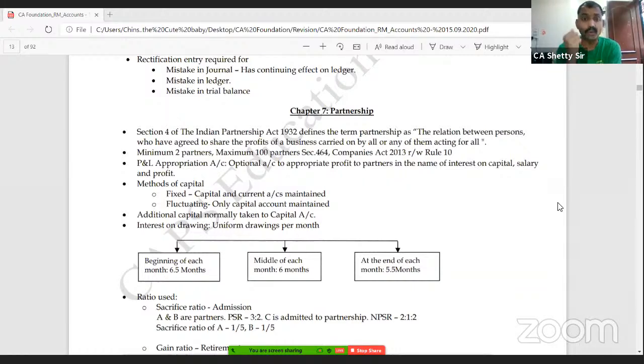The question here is about what about additional capital? Additional capital normally will be taken to the capital account under the fixed capital system also. Under fluctuating capital, there is no question, because you have only one account. So under the fixed capital system also, additional capital is suggested to be taken to the capital account and not to the current account. Next, interest on drawings.